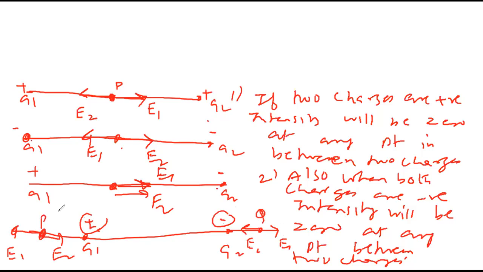So I got the conclusion. If two charges are alike, both positive or both negative, intensity will be zero somewhere in between. But if one is positive and one negative, then intensity cannot be zero in between. It can be either on the left side or the right side. I hope you follow.